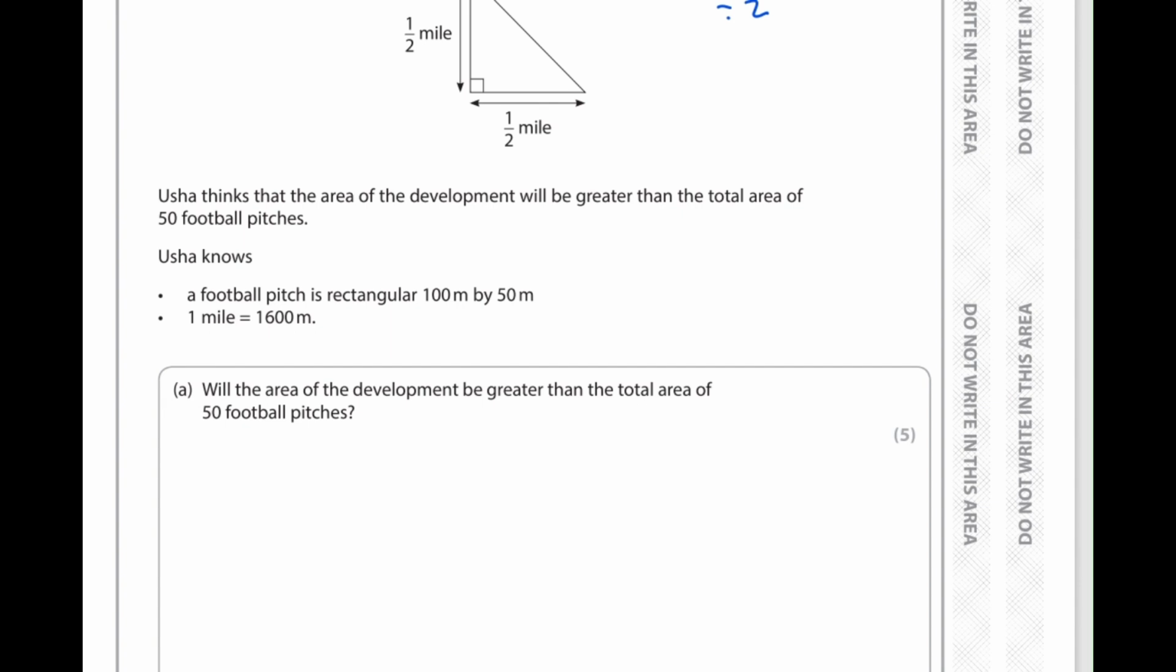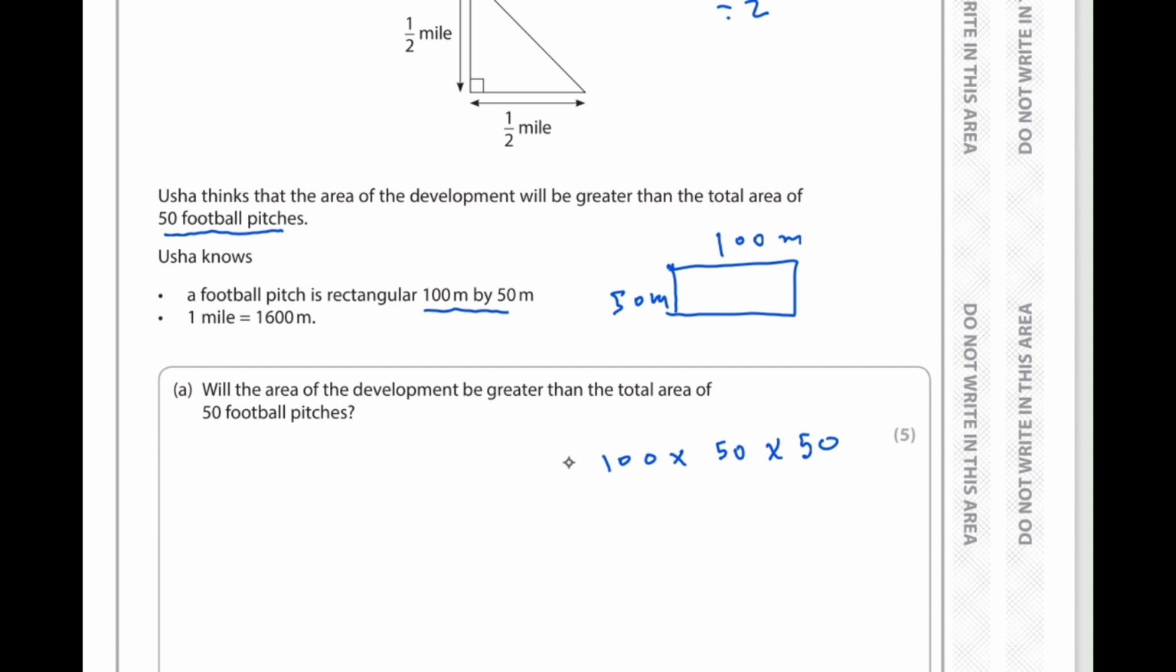Usha thinks the area of the development will be greater than the total area of 50 football pitches. So first of all, what's the area of one football pitch? It is a rectangle, 100 meters by 50 meters. One football pitch is base times height, so 100 times 50, and we're looking for 50 football pitches, so we multiply by 50 again.